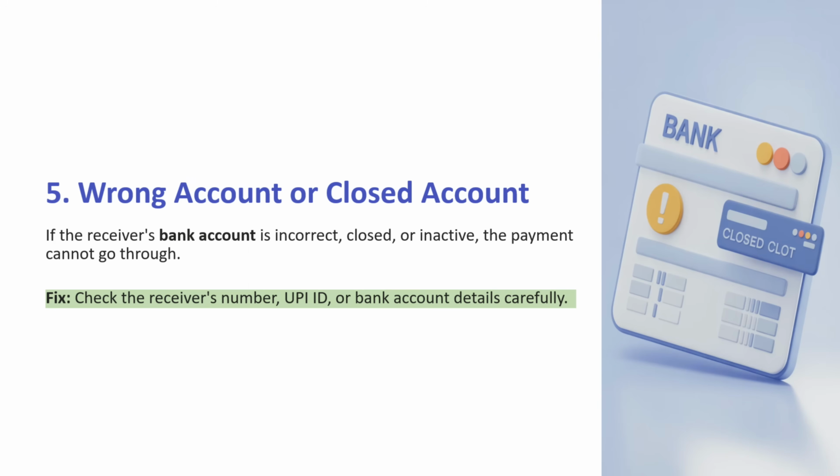Fifth one is wrong account or closed account. If the receiver's bank account is incorrect, closed or inactive, the payment cannot go through. The fix is to check the receiver's number, UPI ID or bank account details carefully.